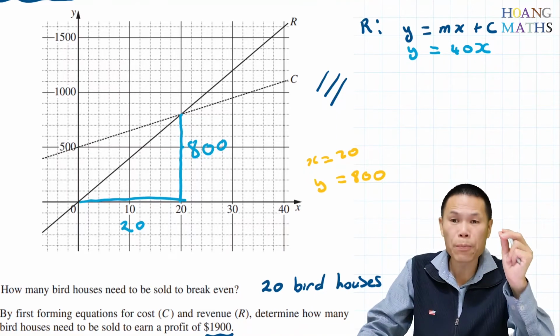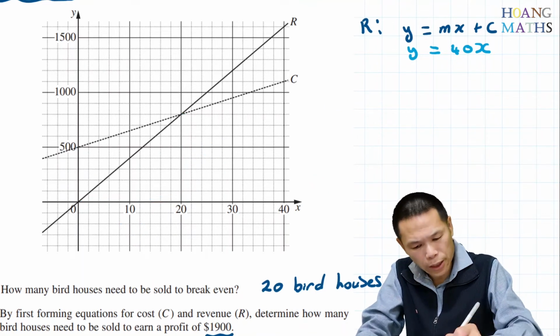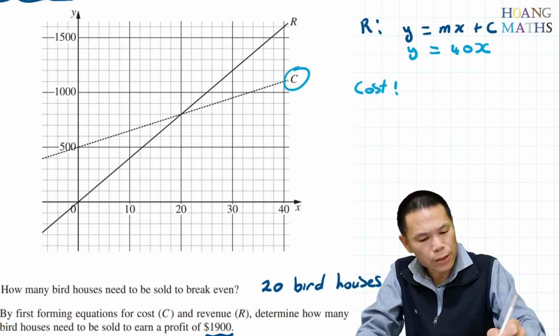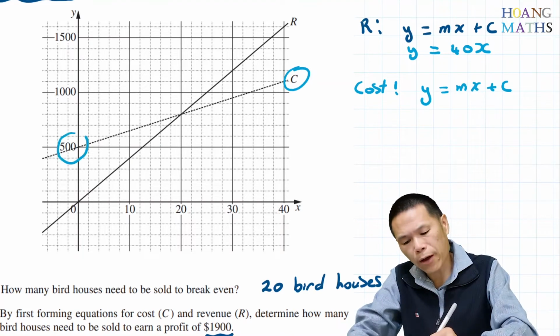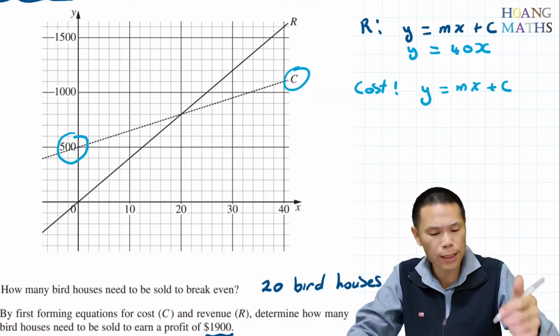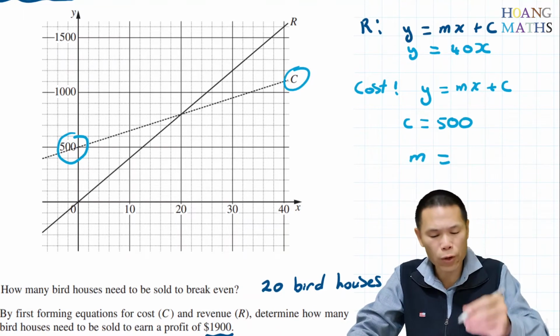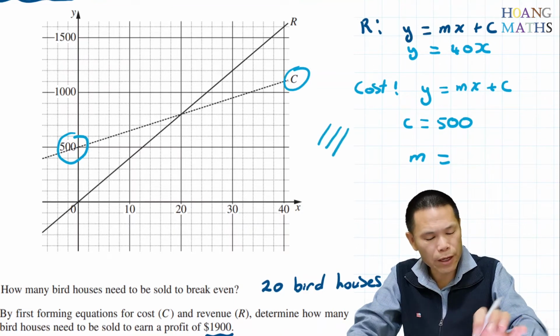Now let's work out the equations for the cost. Let me just clear this first. So the cost is this equation. Let me write out cost here. We know that y is equal to mx plus c, and c is 500 because c is the y-intercept. In this case, it cuts the y-axis at 500. So c is 500. And to work out m, we know that the gradient is positive because the line is going this way. So we just leave it as it is for now.